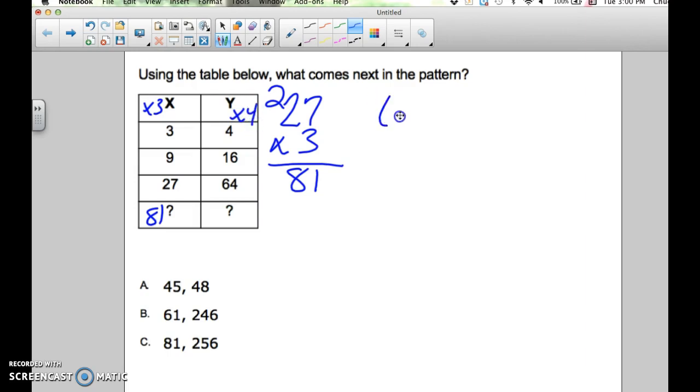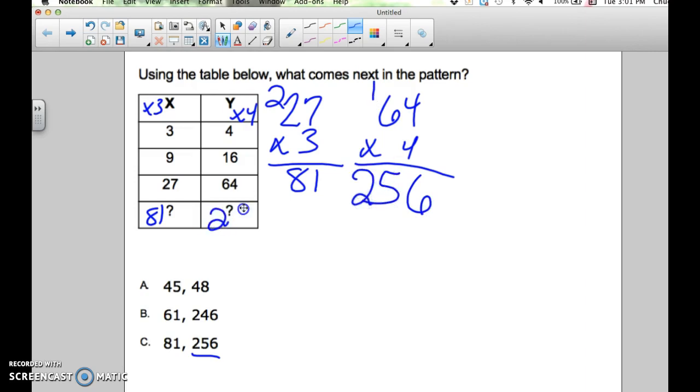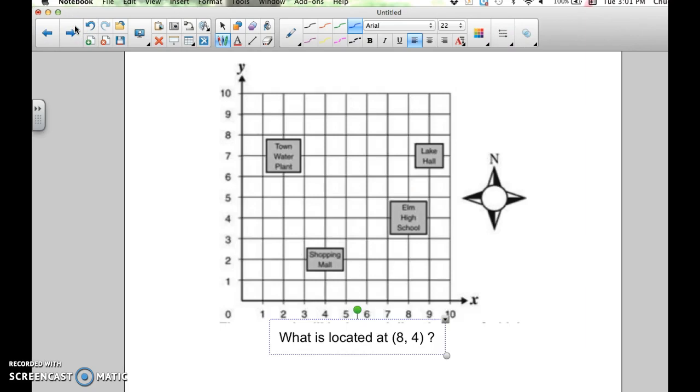I got to do 64 times 4. I'm going to assume it's probably this, but I'm going to figure it out. 4 times 4 is 16. 4 times 6 is 24, plus the 1 is, and it is that. What comes next in the pattern? C. I like the way you guys use your patterns in those. Let's see what's next. Boom.